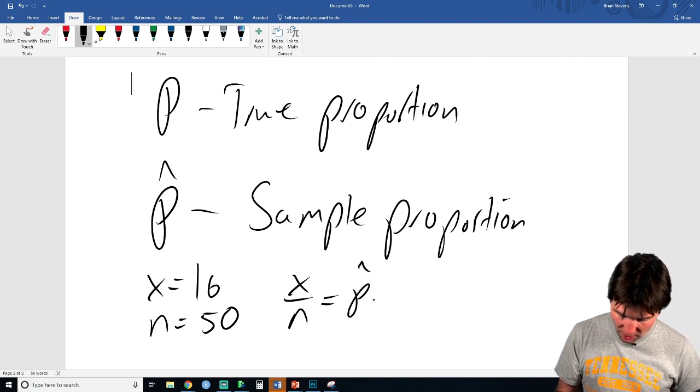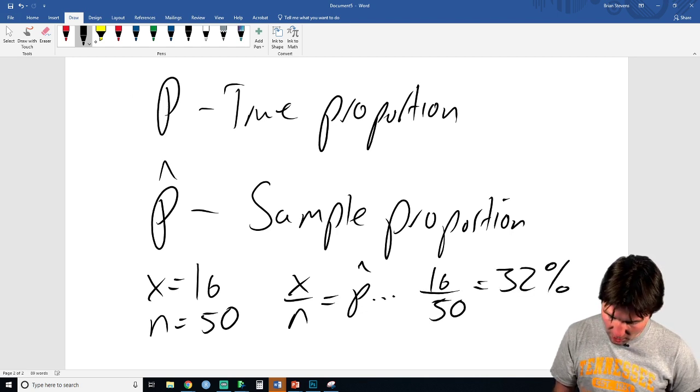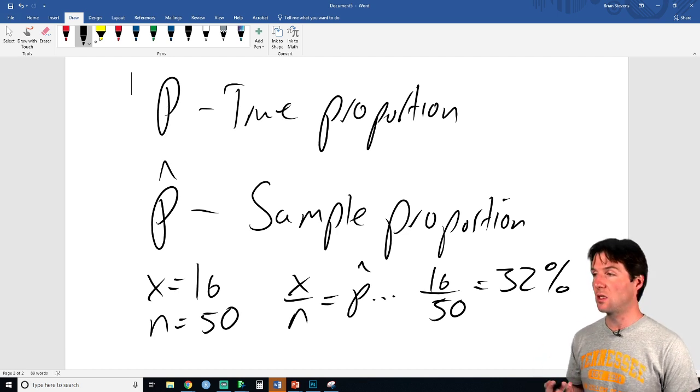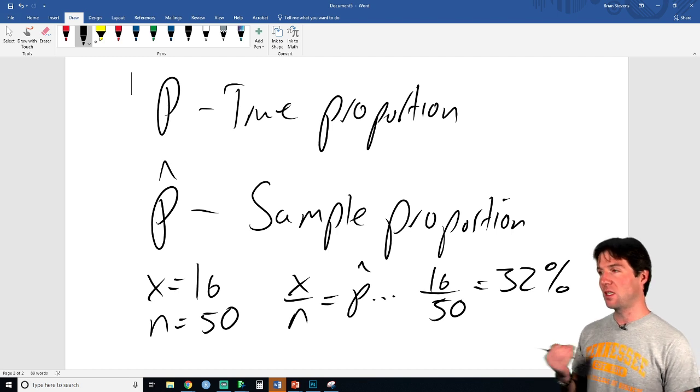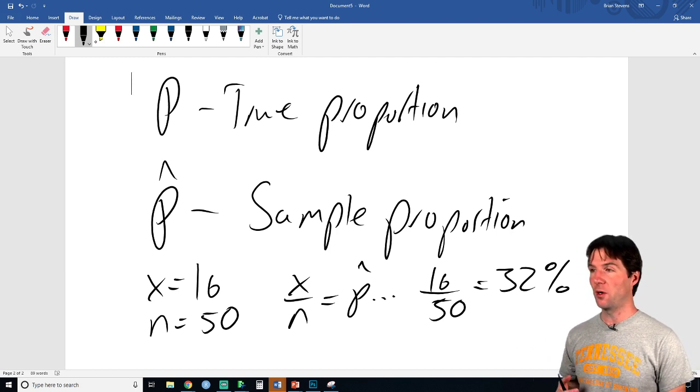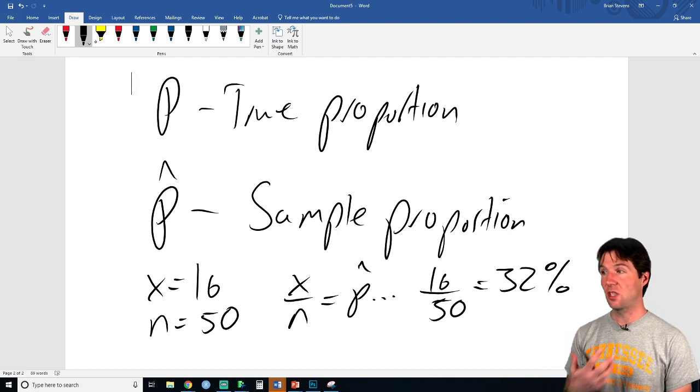So what do we get right here? We get 16 over 50, and we get 32%. Or it can be displayed as a decimal; don't worry about decimals or percentages, but P hat always comes from a sample. So if it says something like 25% of water heaters will last at least 10 years, that is P, because that's just telling you the truth.